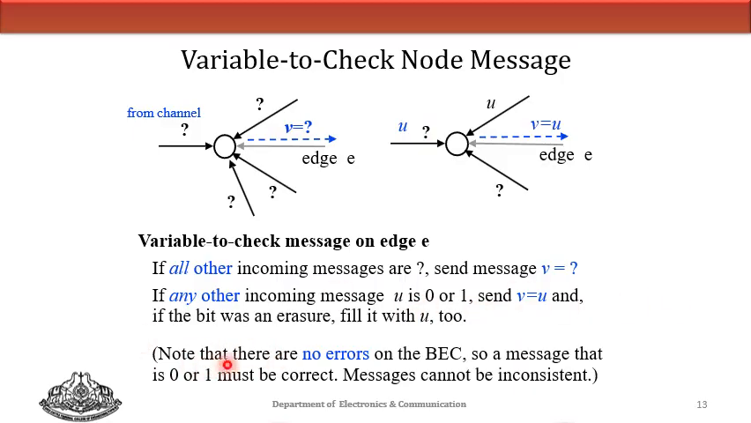As I said, note that there are no errors on the binary erasure channel. So a message that is 0 or 1 must be correct. Messages cannot be inconsistent. So we are discussing only erasures.